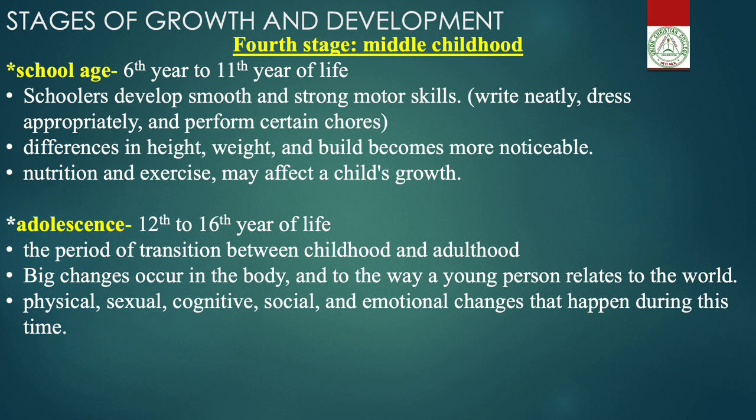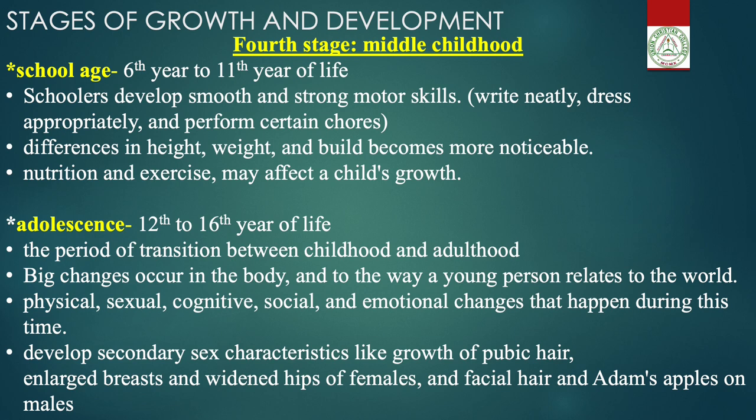And then pati yung pag-iisip nila, they are no longer interested in playing with other kids who belong to the same sex as they are. Mas interested na sila sa mga activities that relate to the opposite sex. So those are the noticeable physical, sexual, cognitive, and social changes that occur during the adolescent period. There is also the development of secondary sex characteristics, like I told you a while ago, including the growth of pubic hair, enlarged breast, widened hips, and facial hair, and Adam's apple for males. So nangyayari ito because of the presence of the hormones that only appear during the adolescent period.